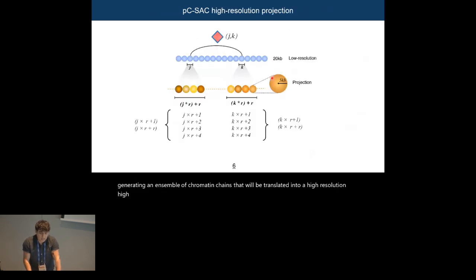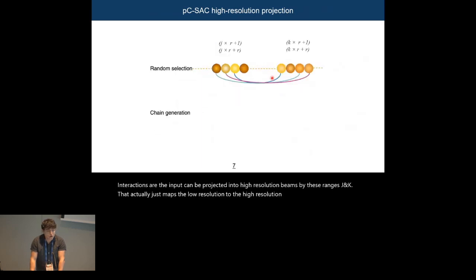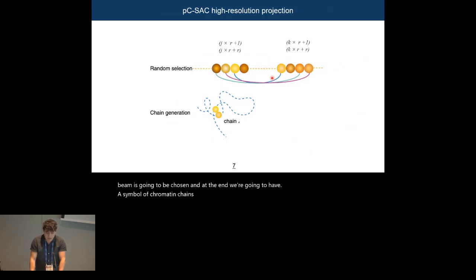The way that pC-SAC achieves this is that the low resolution interactions, or the input, can be projected into high resolution bins by these ranges J and K that actually just map the low resolution to the high resolution interactions. So in each of the iterations in which we are generating a chain, each of these interactions in high resolution bins is going to be chosen, and at the end we're going to have an ensemble of chromatin chains with perfect frequencies on a Hi-C resolution matrix.